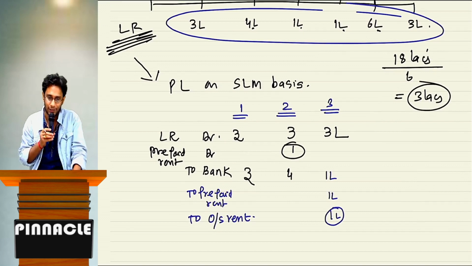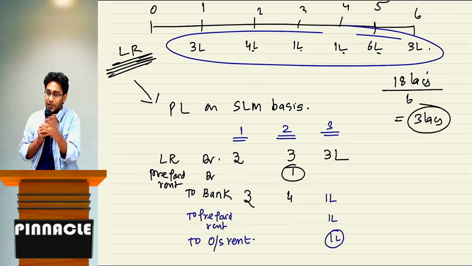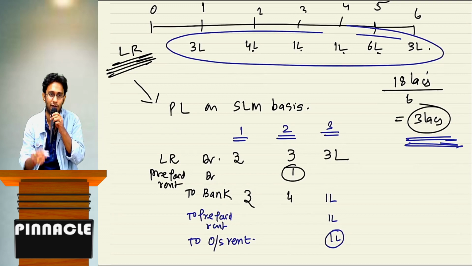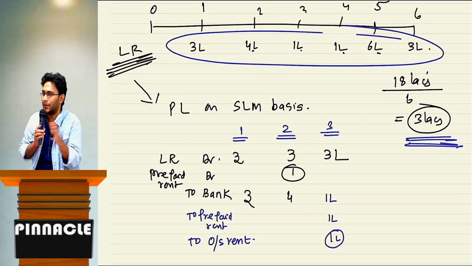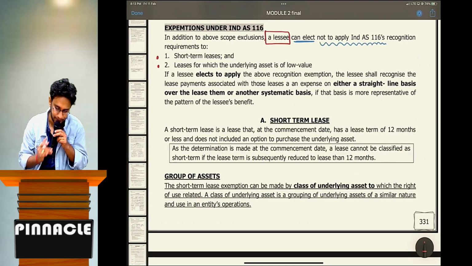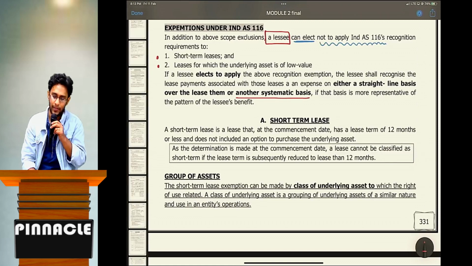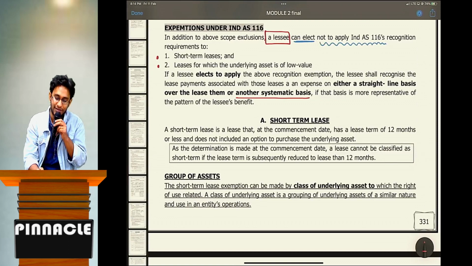But accounting will give you a doubt, because I'm saying you are paying different lease rents, but every month in P&L you should record only 3 lakhs. You will wonder what will happen to the remaining amount. For that, open a dummy account, and the dummy account will die by the end of the period. So you can do it like that, or use any other systematic basis, if that basis is more representative of the pattern of the lessee's benefit.